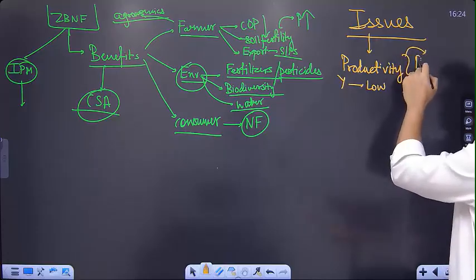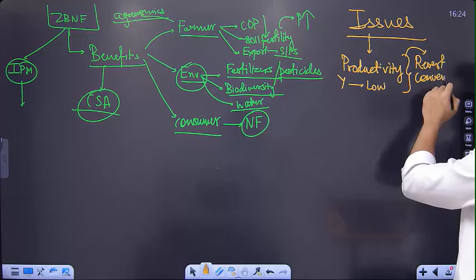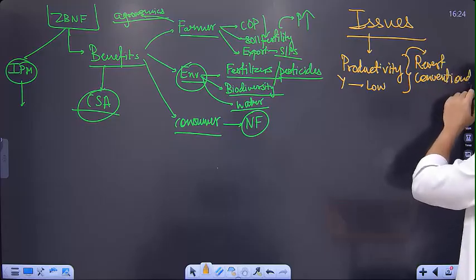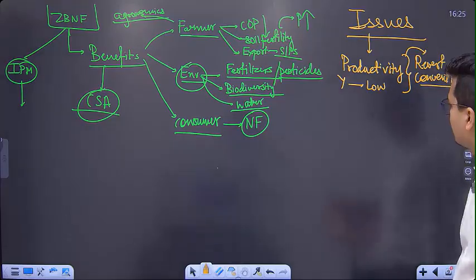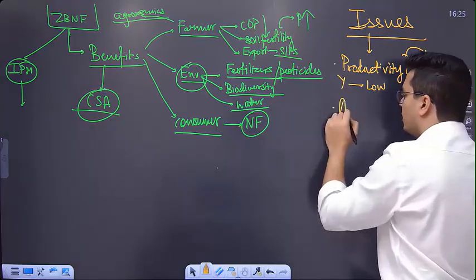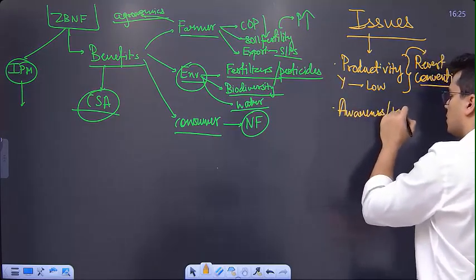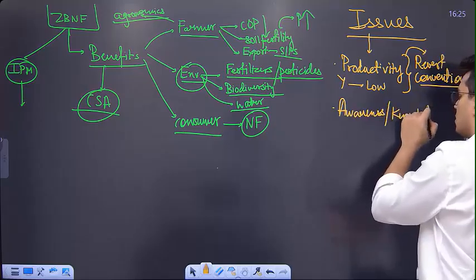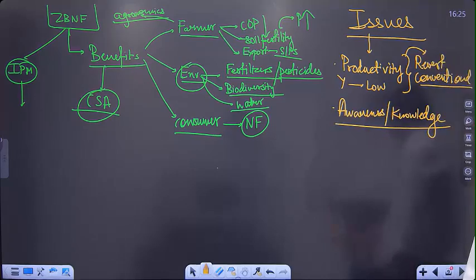So when productivity does not increase and yield stays low, what do the farmers do? They revert back to conventional farming. This is the first problem. Then, correct, there is no proper awareness and knowledge. Awareness and knowledge is not there. What else?